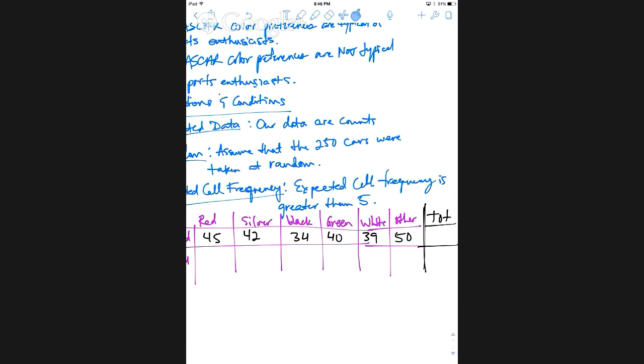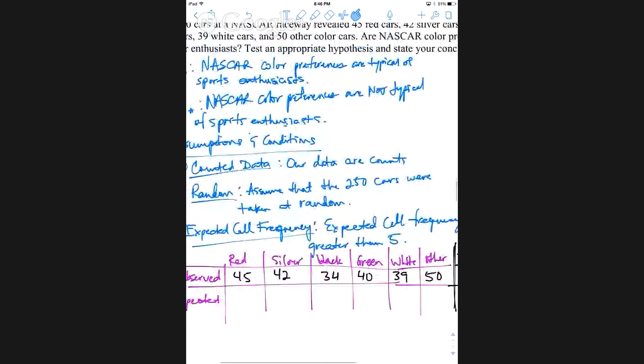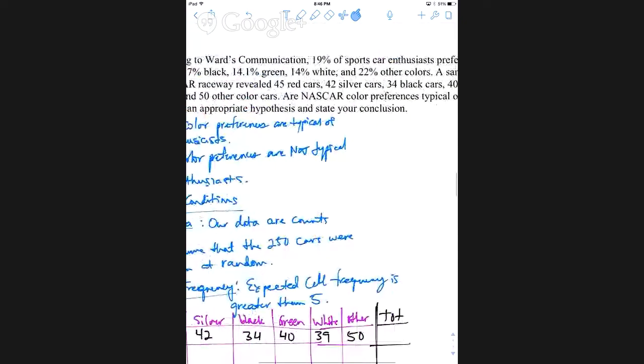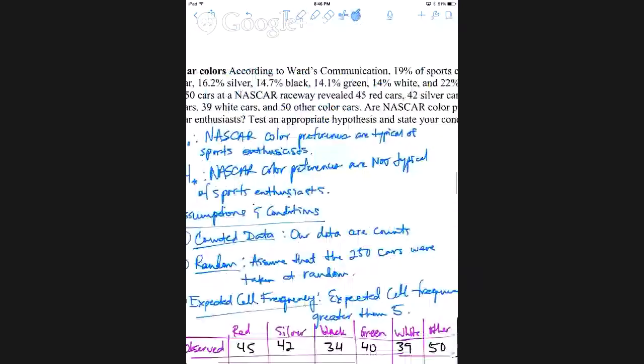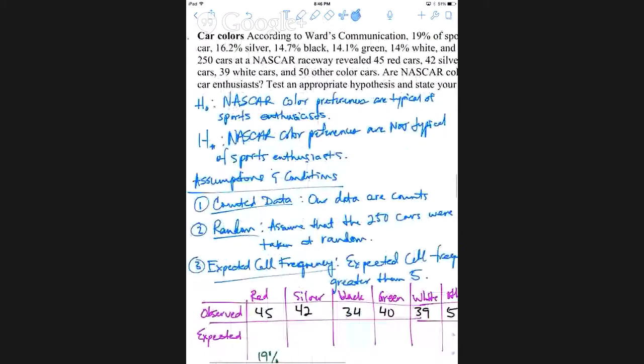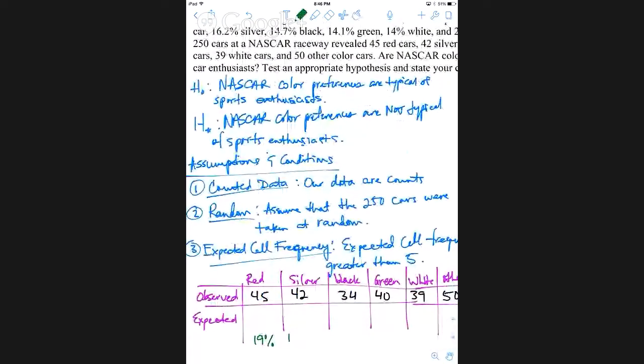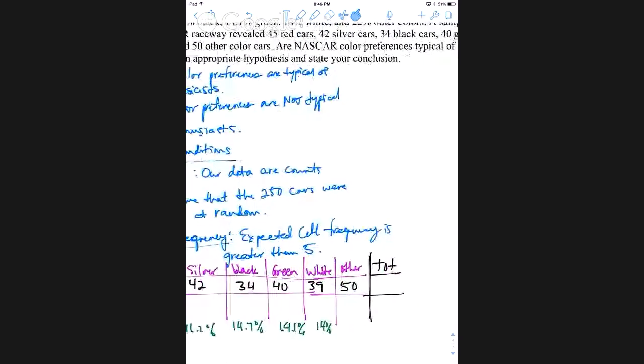All right, so let's do a little calculator work. Now, what we're going to need to do is, there are 19% of sports cars that prefer red. I'm just going to mark this right here in green. We have 19% here, 16.2% here, 14.7% there, 14.1%, there, 14% white, and 22% other.